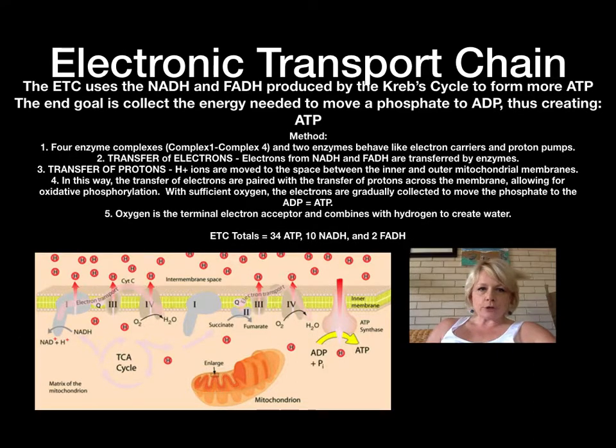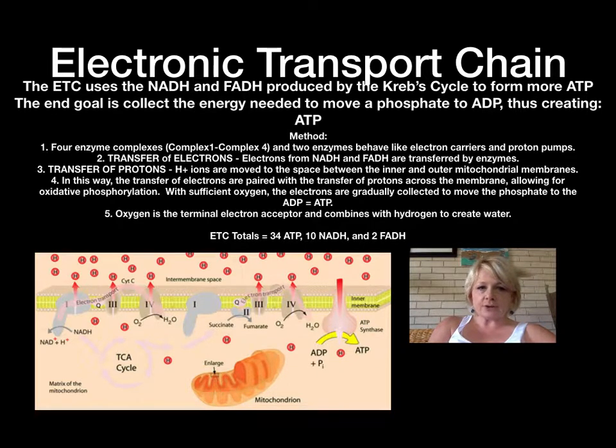The electron transport chain uses NADH and FADH produced by the Krebs cycle to form more ATP. The end goal is to collect the energy needed to move a phosphate to ADP, thus creating ATP. 4 enzyme complexes and 2 enzymes behave like electron carriers and proton pumps. Electrons from NADH and FADH are transferred by enzymes. Hydrogen ions are moved to the space between the inner and outer mitochondrial membranes.